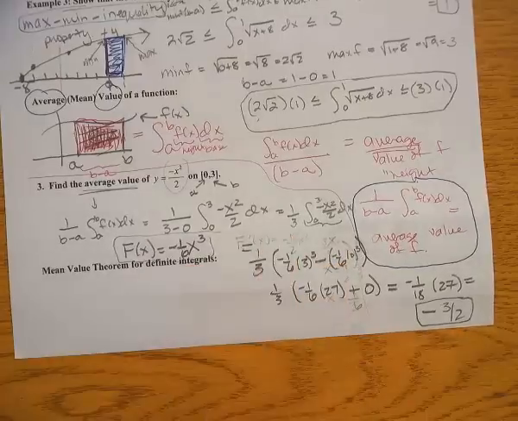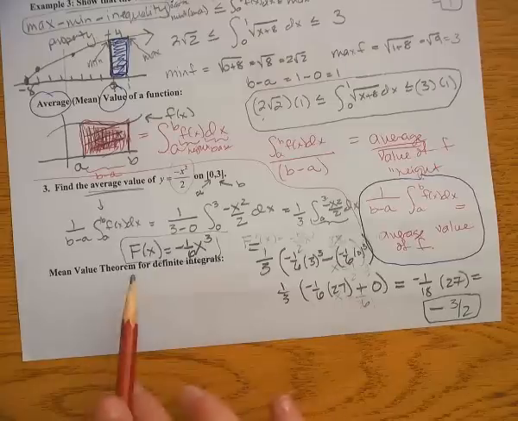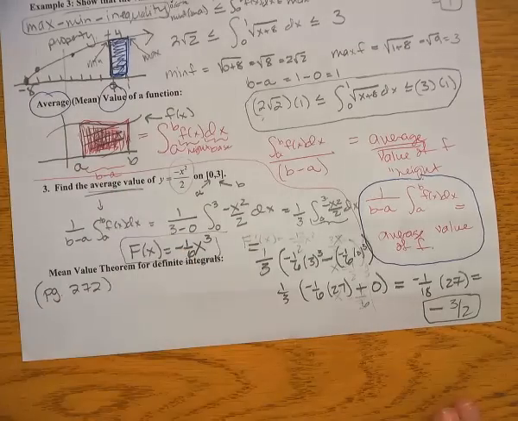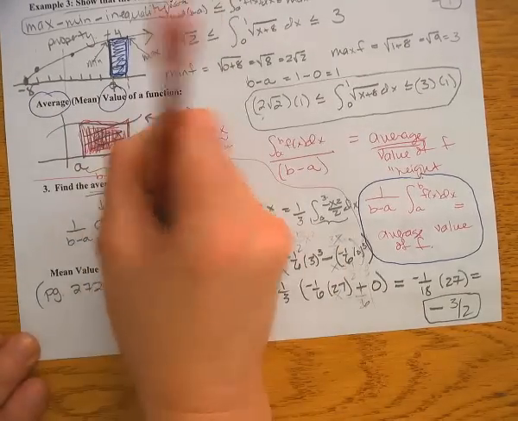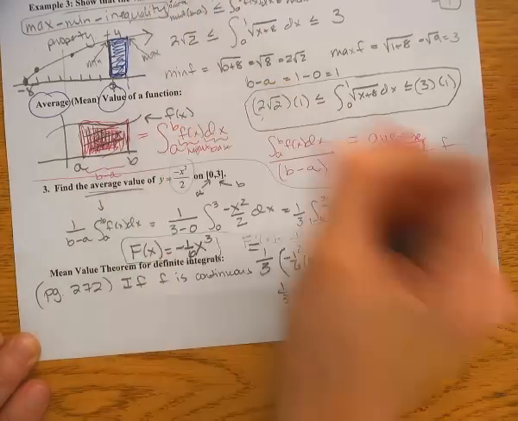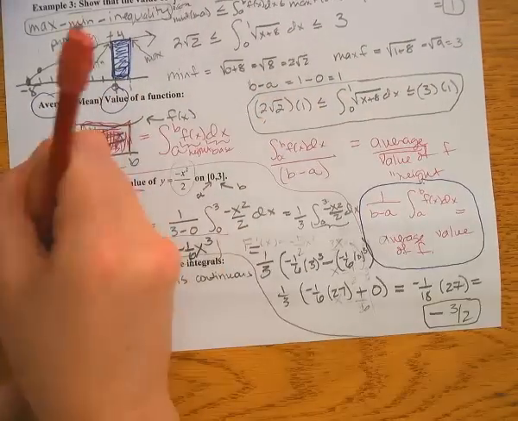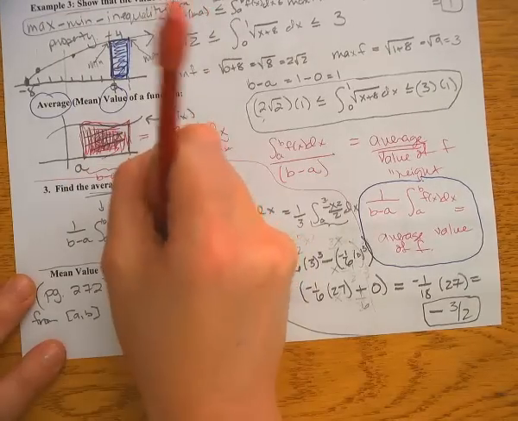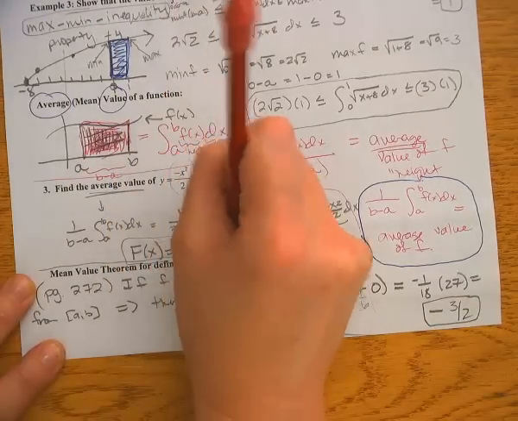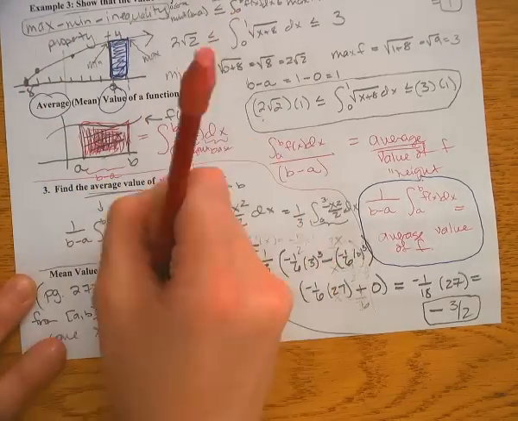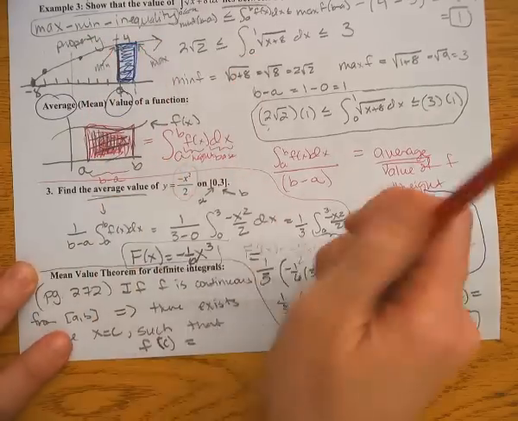Okay, last but not least, we're going to look at the mean value theorem for definite integrals. And that basically states this. It's also on page 272 in your textbook, which you can look at for further explanation. But it basically says if f is continuous, like smooth and connected along an interval from a to b, that implies that there exists some x value c such that the value of f at c would be that average value.